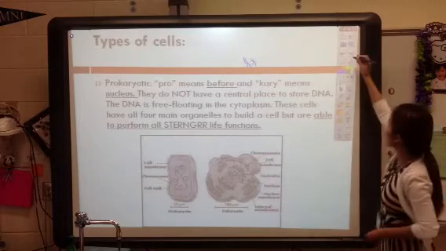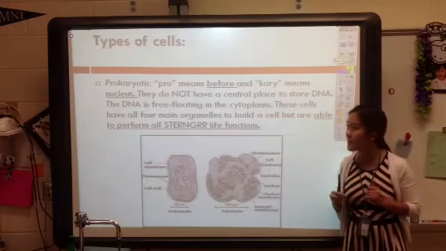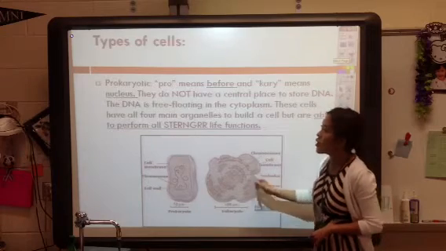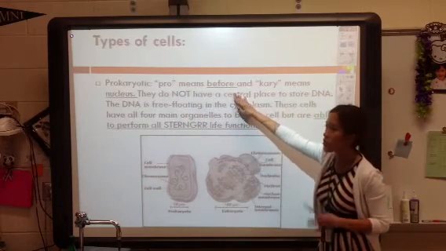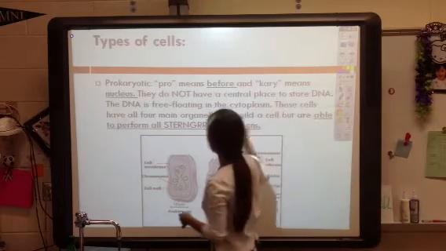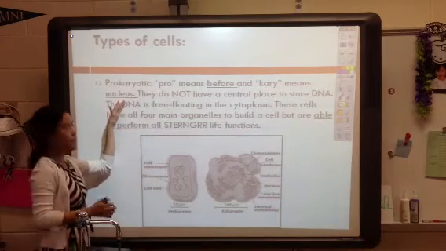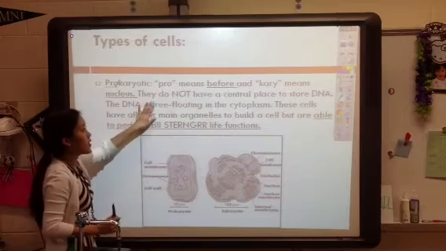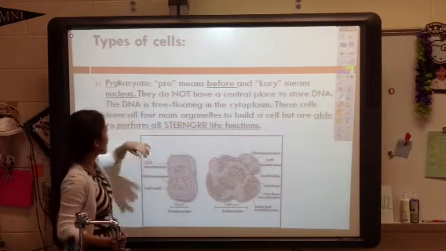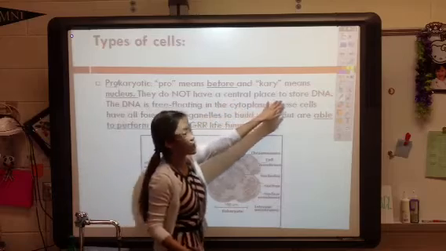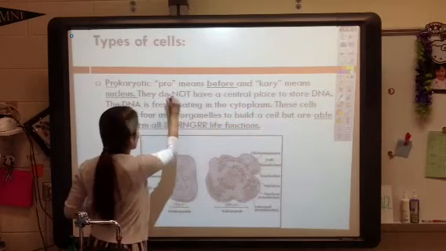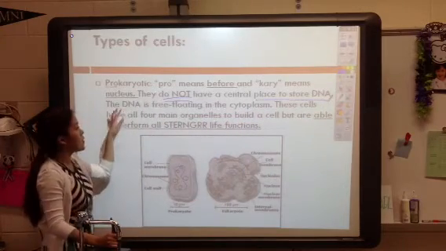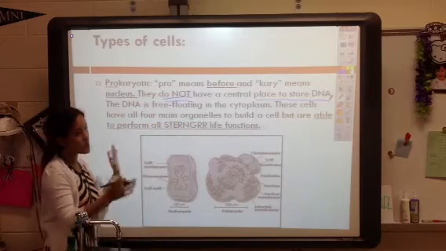Now the types of cells that we have, there's 2 major types of cells, and that's going to be your prokaryotic cells and your eukaryotic cells. Now pro actually means before, so we're trying to break down this word, and kary means nucleus, okay? So pro, before the nucleus, prokaryotic. They do not have a central place to store DNA. So a nucleus is a central place to store DNA. Do not have a place to store DNA. Really important for you to remember. The DNA is free floating in the cytoplasm, so it's in that liquid.